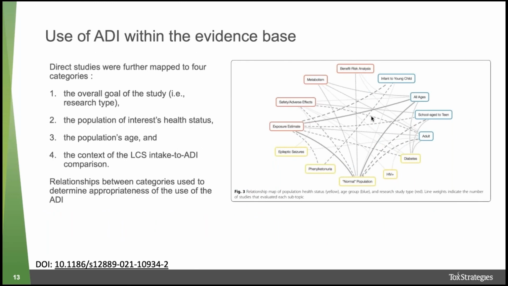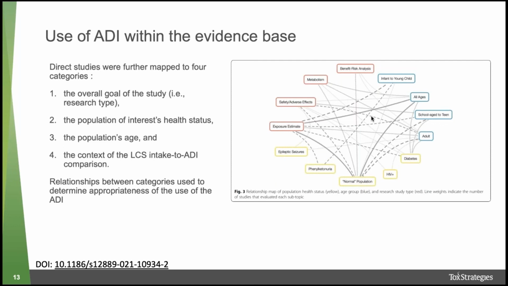So we wanted to think about how the ADI was actually being used. After we looked at all of the evidence, we were able to categorize that data into 4 categories. So I'll talk through them and then I'll explain the figure on the right, which is also a little busy to take in that first time.